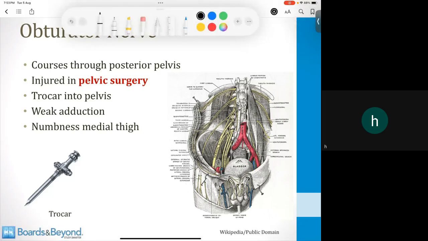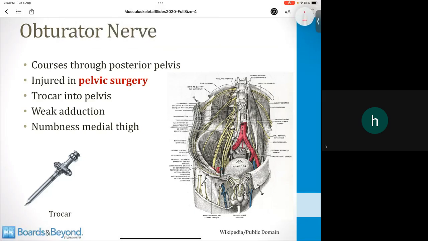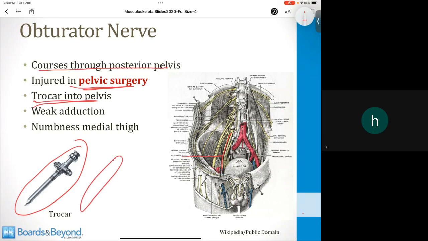How does the obturator nerve get damaged? That's really important. You can see here the course of the obturator nerve. It courses through the posterior pelvis. This is your obturator nerve. So whenever we are doing any kind of pelvic surgery and we insert the trocar, if you remember, it's a hollow tube through which we can insert a camera, or in laparoscopic surgery use those big scissors to undergo our procedure.